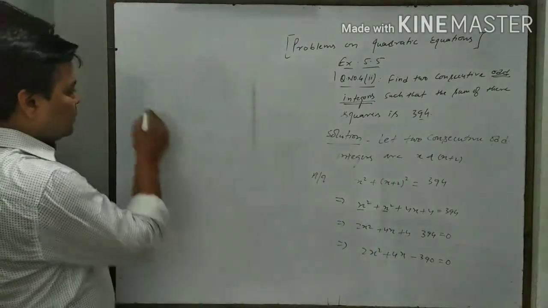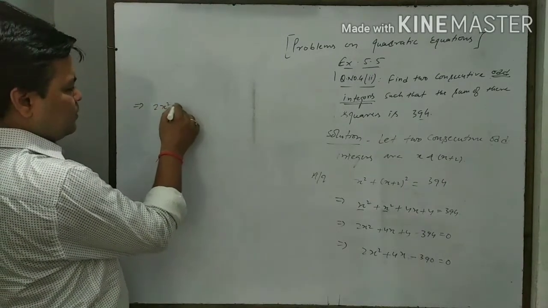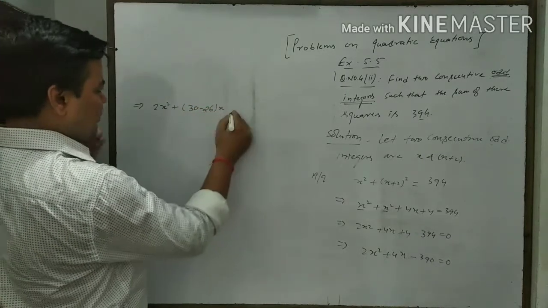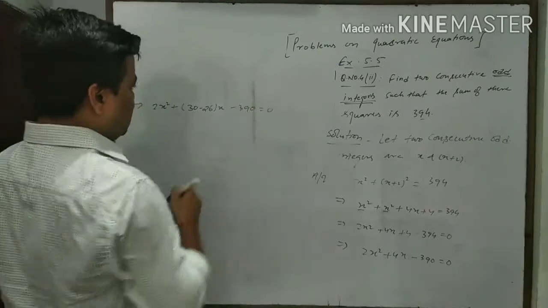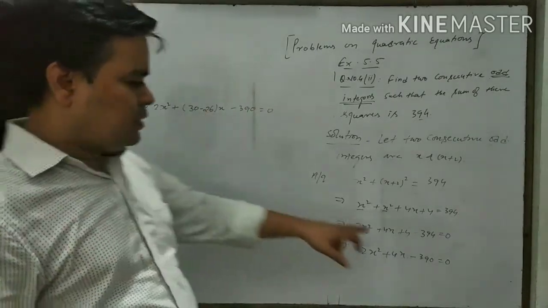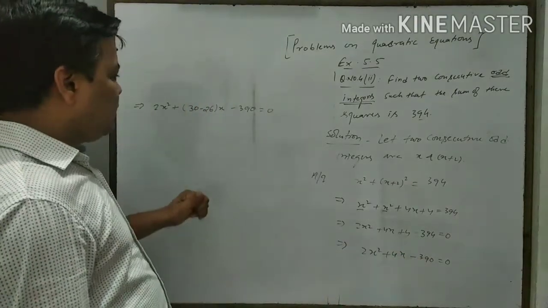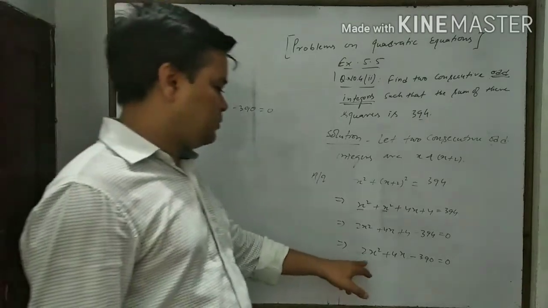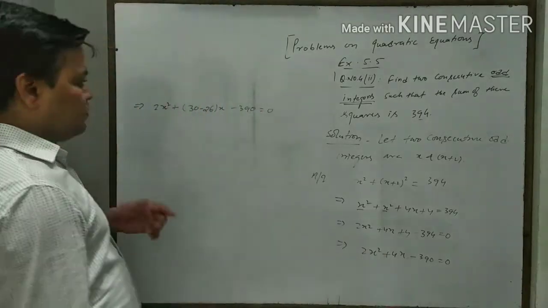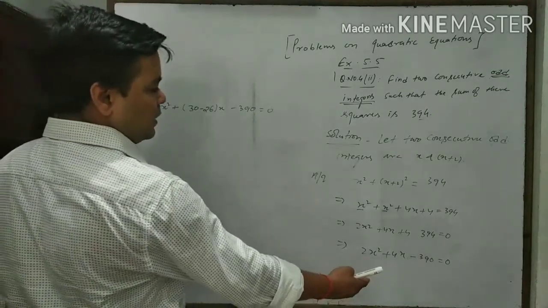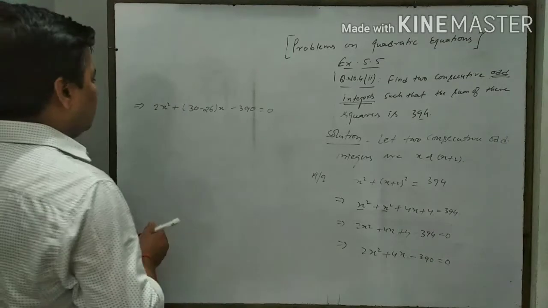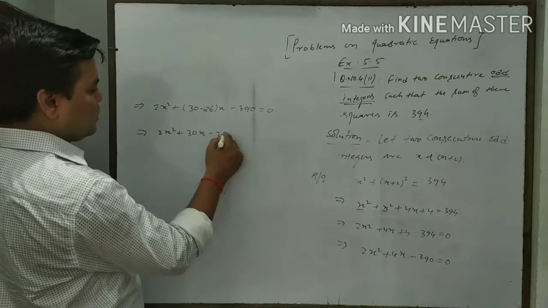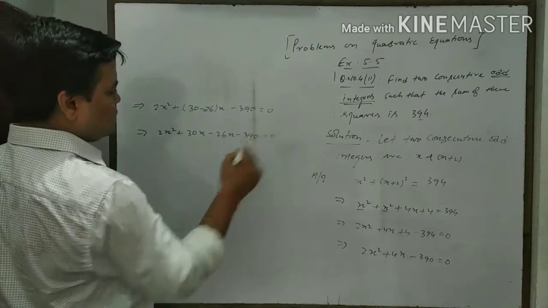factorization method. Here it will be 2x square plus 30 minus 26x minus 390. I think you know why I am taking here minus, because the c is negative, and only 30 and 26, because the product of 30 and 26 is equal to the product of 2 and 390. In the first exercise I explained about this. So now 2x square plus 30x minus 26x minus 390 is equal to 0.